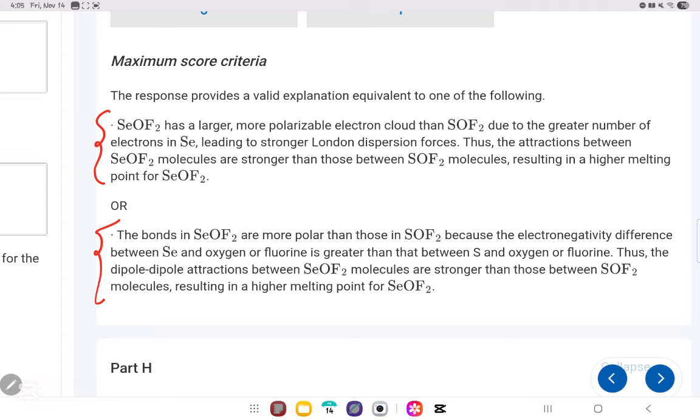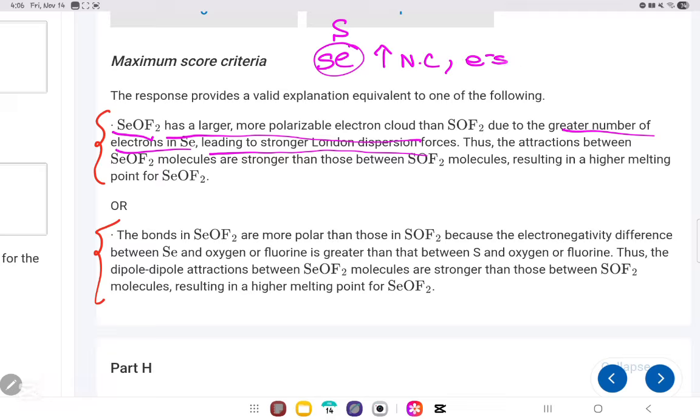So SeOF2, if you check in the periodic table, you'll see it's sulfur then Se. That means Se has a greater nuclear charge, meaning a greater number of electrons, right? So SeOF2 has a larger, more polarizable electron cloud due to the greater number of electrons in Se, and this leads to stronger London dispersion forces. Thus, the attractions between SeOF2 molecules are stronger due to the stronger LDF than those between the SOF2 molecules, resulting in a higher melting point.